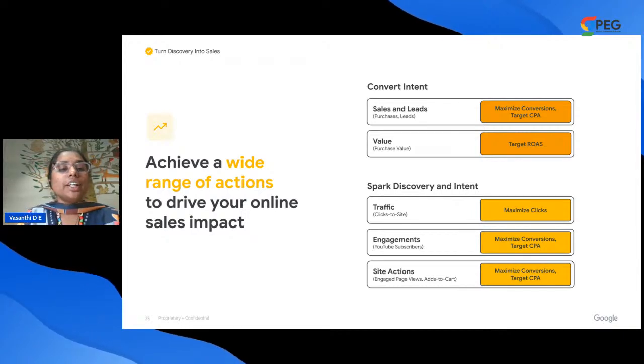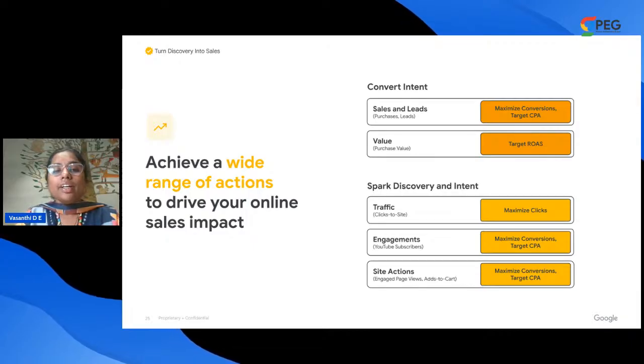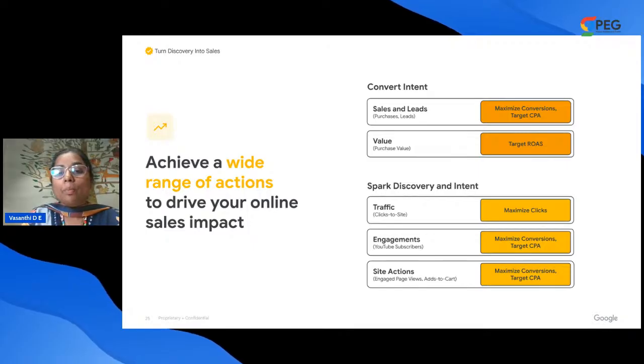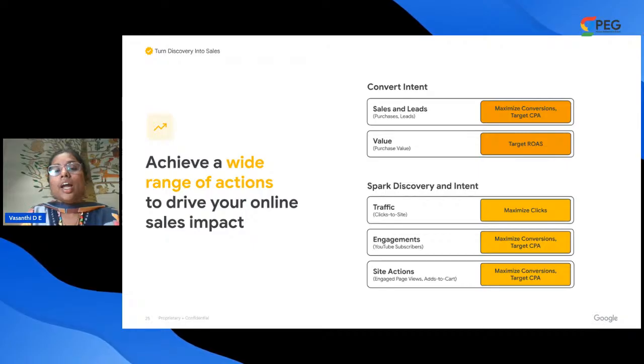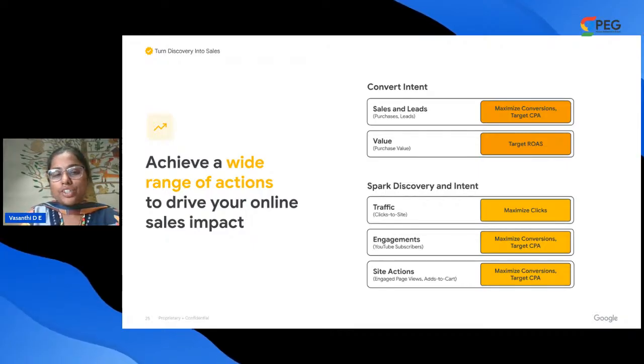First, we have the convert intent section. This is where we focus on driving direct conversions. For sales and leads, you can optimize for maximize conversions or use a target CPA strategy. If you're focused on purchase value, you can use a target ROAS bid strategy as well.